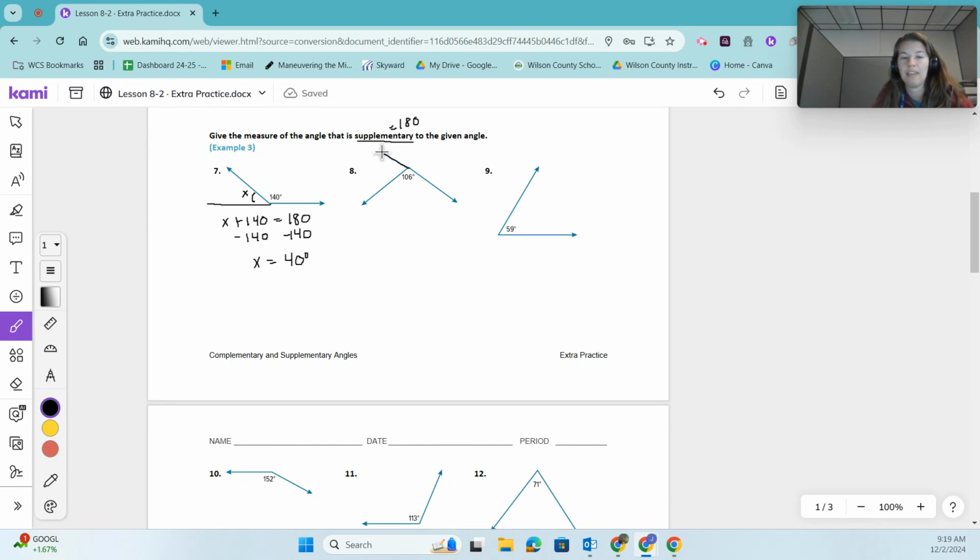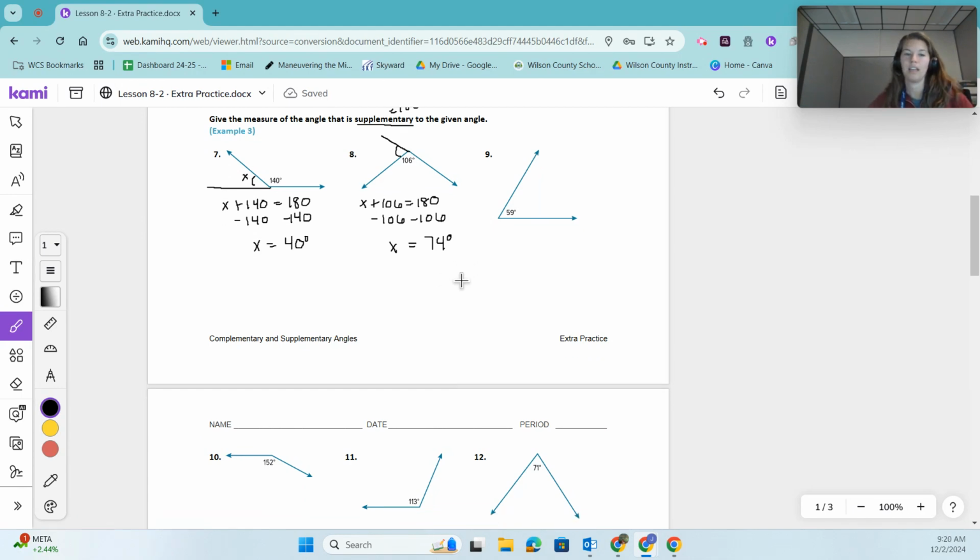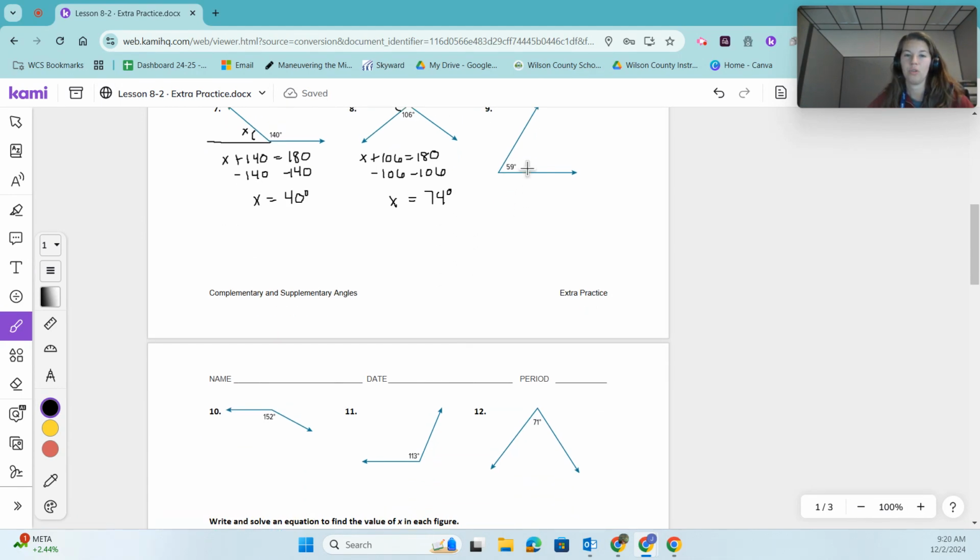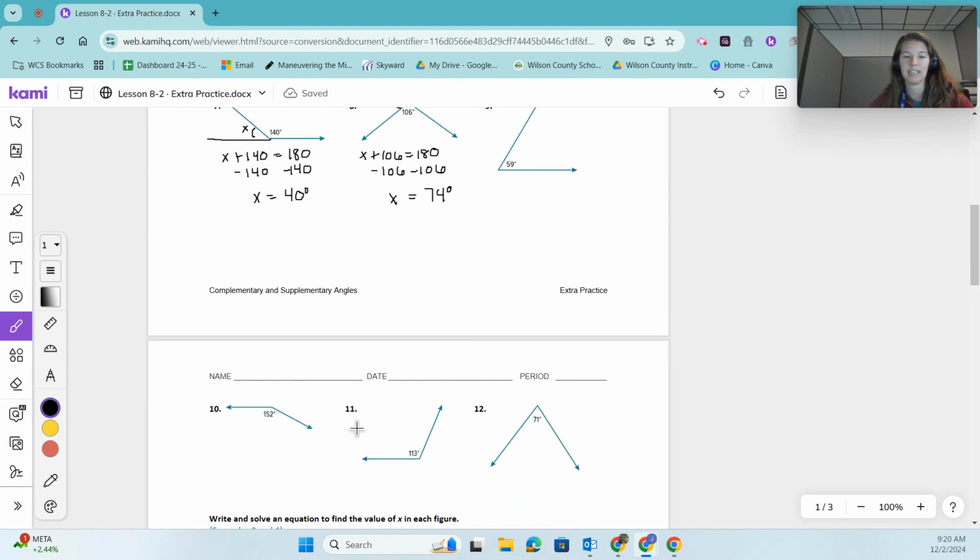And then this one here, 106, exactly the same thing. x plus 106 equals 180. Subtract 106 from both sides. x equals 74 degrees. There are several more that you can try like that.